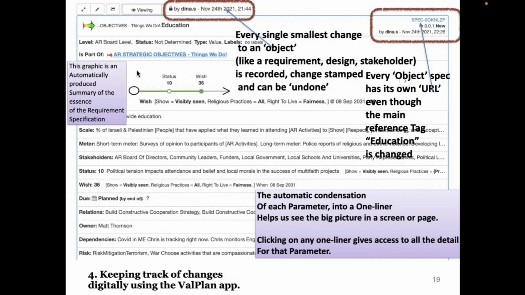Here is another way of looking at it. Here is an object, which is an objective to improve education. And here is the fact that on this date at exactly that time, Dina, who was working with me, created this whole object. So that's version 0.0.1. So we know that it has been created, but to our knowledge hasn't actually changed yet. So again, configuration management is solidly built into the whole thing.